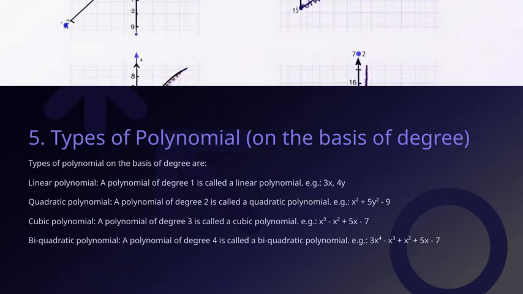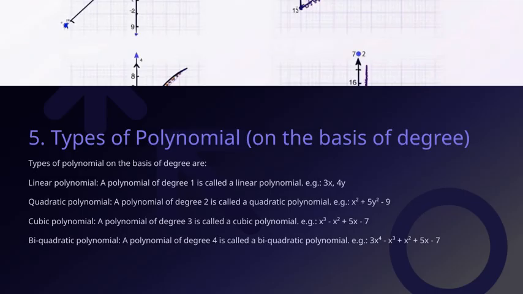Now, let's explore the different types of polynomials based on their degree. First up is the linear polynomial. A polynomial with degree 1 is called a linear polynomial. Think of simple expressions like 3x or 4y. These are perfect examples. They're called linear because their graphs are straight lines, which makes sense given their degree.